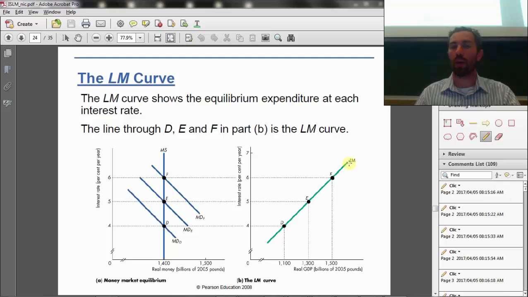LM curve, L and M stand for liquidity equal to money. Liquidity is money demand, and M is money supply. So LM, liquidity equal to money supply. So it's all the points of equilibrium in our money market as real GDP changes. In other words, the relationship between GDP and interest rate in the money market.